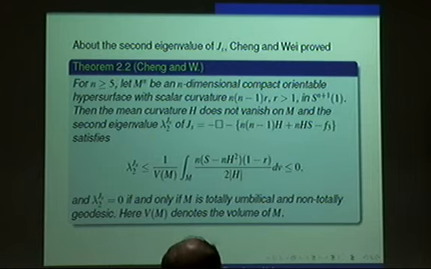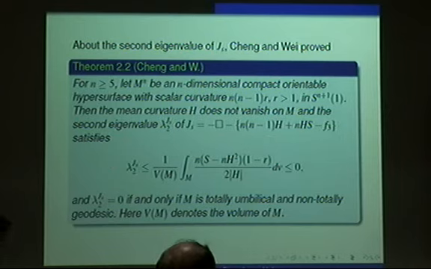For dimension n greater than 4, let M be an n-dimensional compact hypersurface with constant scalar curvature R, here in a unit sphere. Then, using the Gauss equation, we know that the mean curvature h is not equal to 0 on M. So we can assume that the mean curvature h is positive. And the second eigenvalue of this Jacobi operator satisfies this equation.